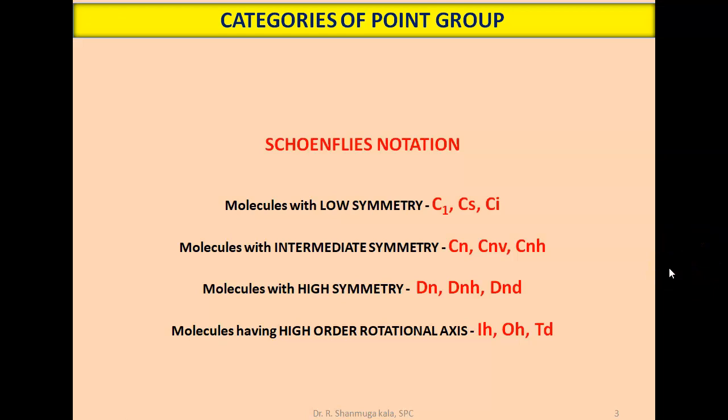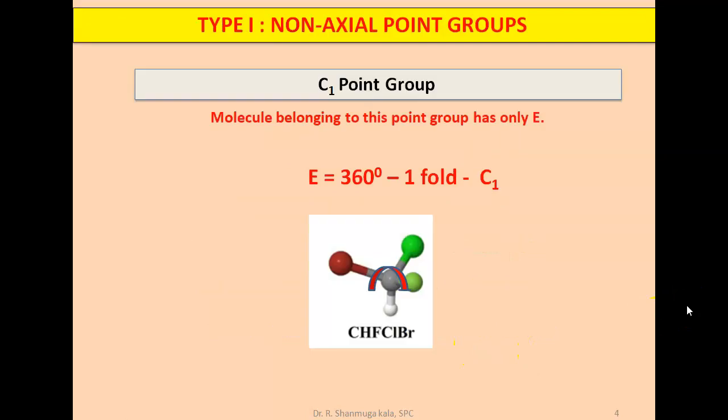The point group is indicated using Schoenflies notation. Molecules with very low symmetry are represented as C1, Cs and Ci. Molecules with intermediate symmetry are represented as Cn, Cnv and Cnh. With high symmetry, they have Dn, Dnh or Dnd, and they have higher order rotational axes. They have icosahedral, octahedral or tetrahedral shapes.